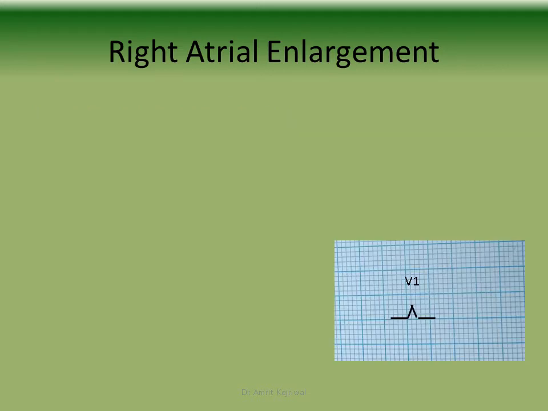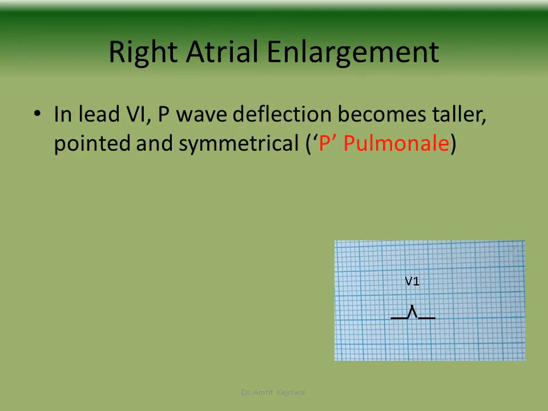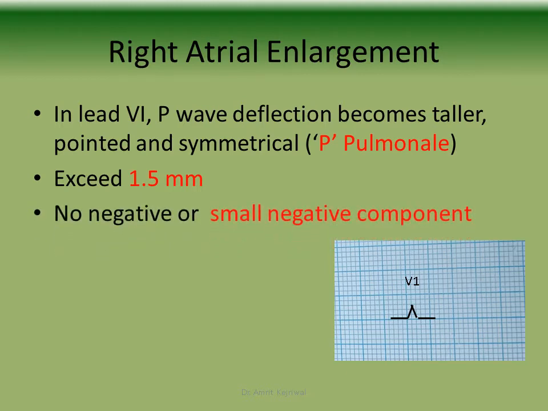In right atrial enlargement, we can see that the P wave increases more than 2.5 millimeters, a tall P wave. In V1, the P wave deflection becomes taller, pointed and symmetrical, called P pulmonale, and exceeds 1.5 millimeters. There is no negative or small negative component seen. In this particular diagram, there is no negative component.